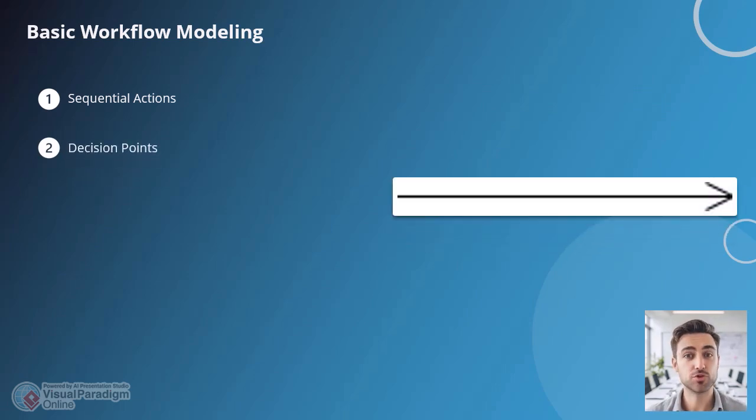Decision diamonds introduce branching logic based on conditions. This allows the workflow to follow different paths depending on specific criteria or user inputs.